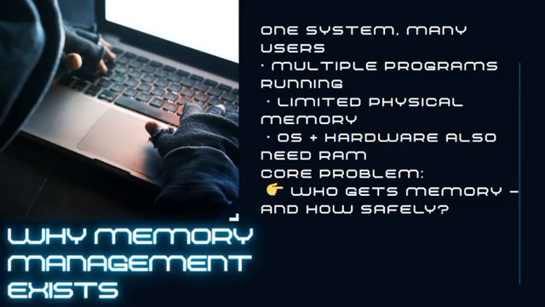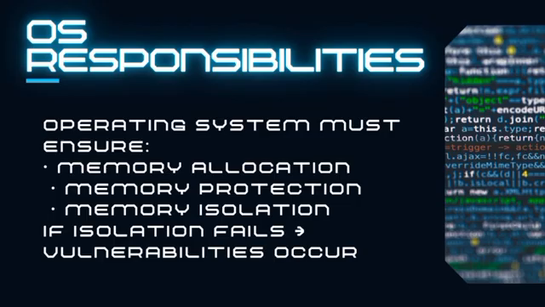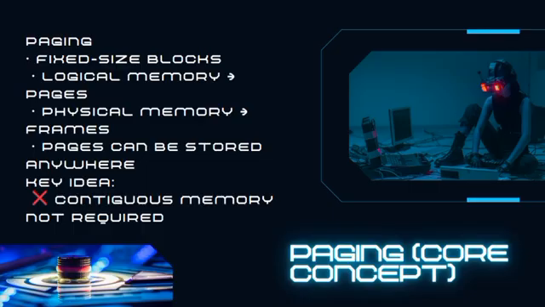Your program believes it owns the entire memory, but in reality, many programs are running together. The operating system needs memory, and hardware has limited RAM. So the operating system has three big responsibilities: allocation, protection, and isolation. Allocation is who gets memory, protection is who can access what, and isolation is one program should not affect the other. If isolation fails, one program can overwrite another, and that is where vulnerabilities are born. Paging and segmentation are solutions to this exact problem.